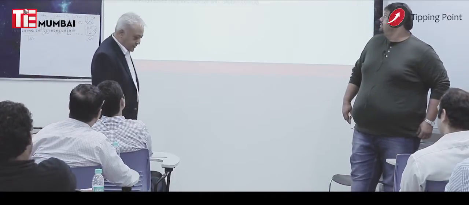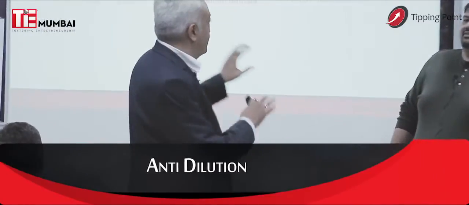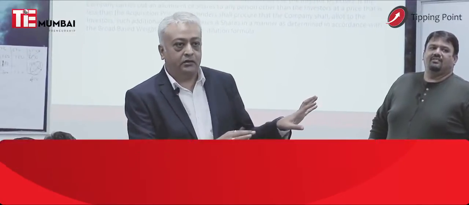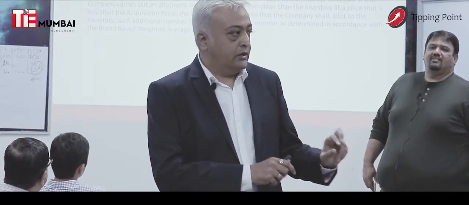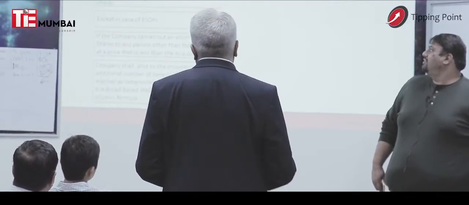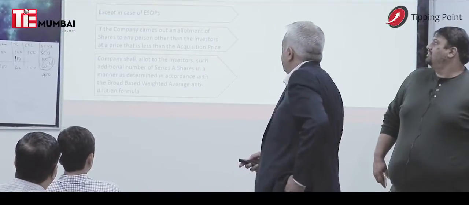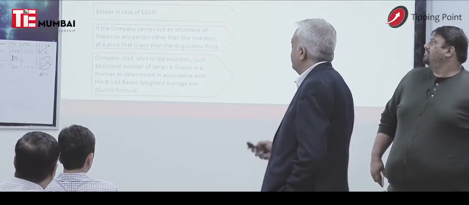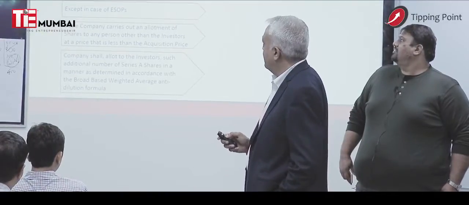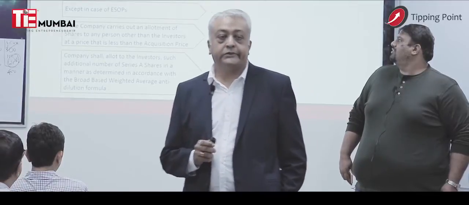So the next clause you would see is anti-dilution. Again, this is the actual legal terminology you would see on your term sheet. Let me try to simplify this. What the previous slide said is that the founders shall procure that the company does not issue any shares below the investor's price of acquisition per share at the time of investment.